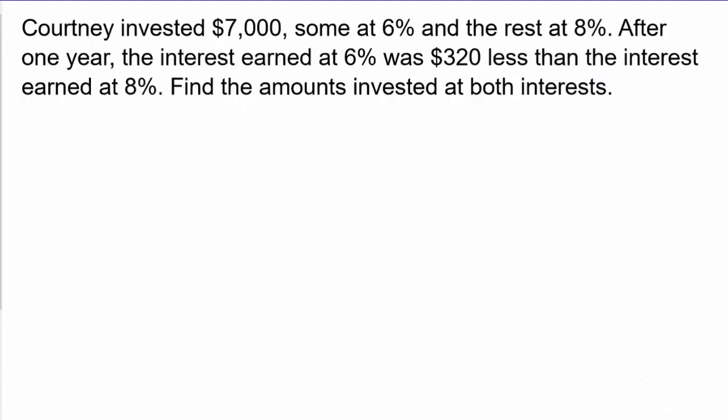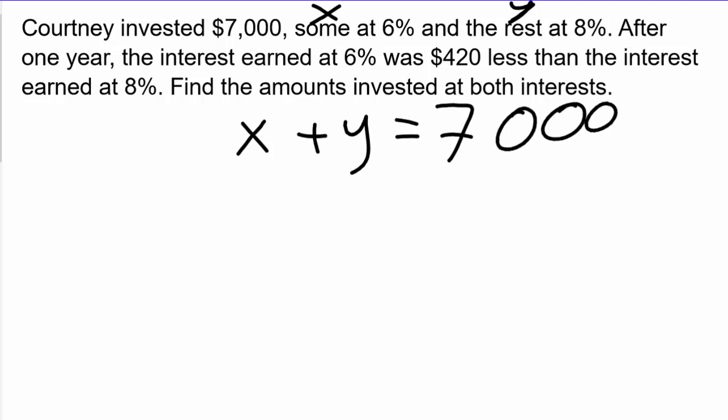Let me do one more. Courtney invested $7,000, some at 6%, some at 8%. So this is our first equation actually. I'm going to call this x, invested at 6%. I'm going to call this the rest, y, at 8%. So that means x amount of money plus y amount of money together equals $7,000. So that's the first equation. Let's figure out the second one.